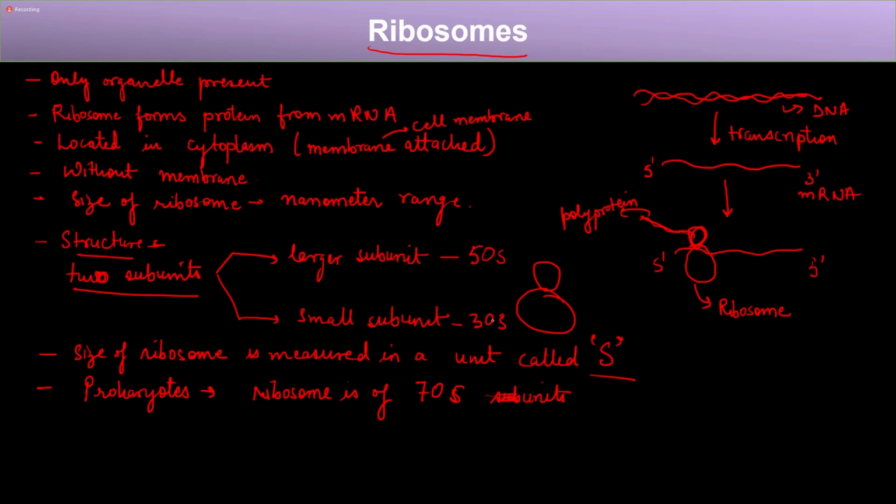Okay, so this is what we understood about the ribosome. It is the organelle that is present in the cell. And what is the function of this ribosome? It forms a protein from mRNA. All the proteins are formed by using ribosomes. It is located in the cytoplasm. It does not have any membrane, and its size is in the nanometer range. It is measured in a special unit that is called S.